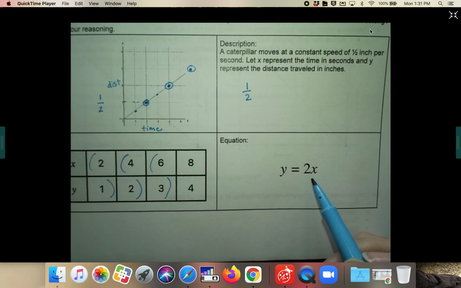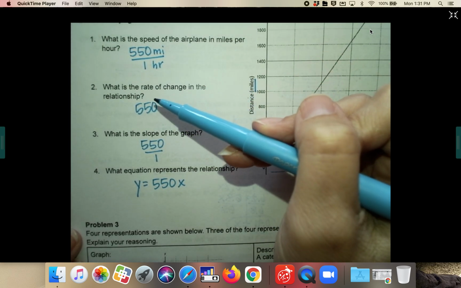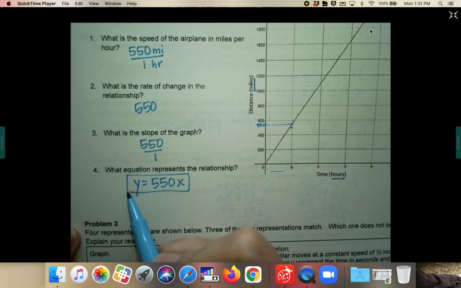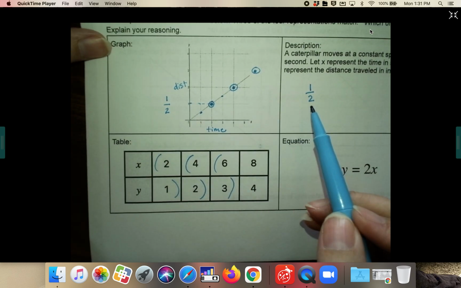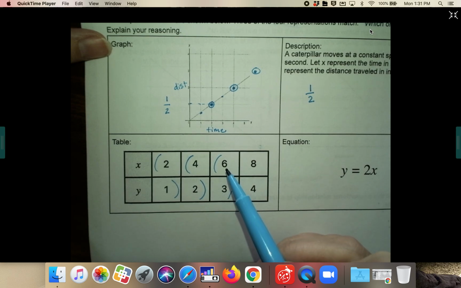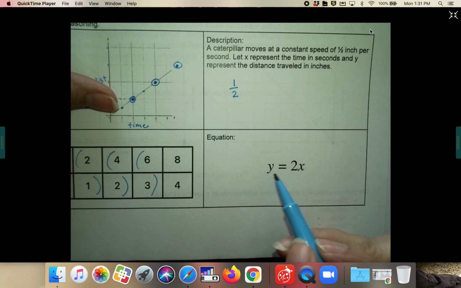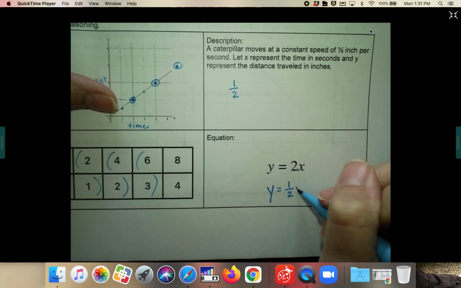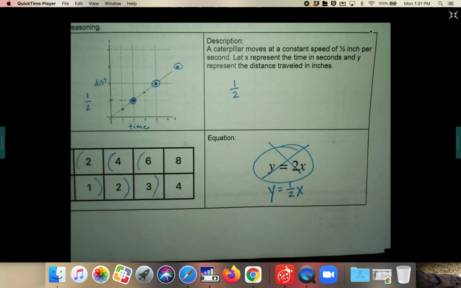Okay, Y equals 2X. Well, what you noticed up here is every single rate of change had 1/2 in it, and our equation also had 1/2 for K. So down here, if this one's 1/2, this one's 1/2, this one would also be 1/2. 1/2 of 2 is 1, 1/2 of 4 is 2, 1/2 of 6 is 3, 1/2 of 8 is 4. Our equation should not have been Y equals 2X. It should have been Y equals 1/2 X. So this is the one that is wrong.